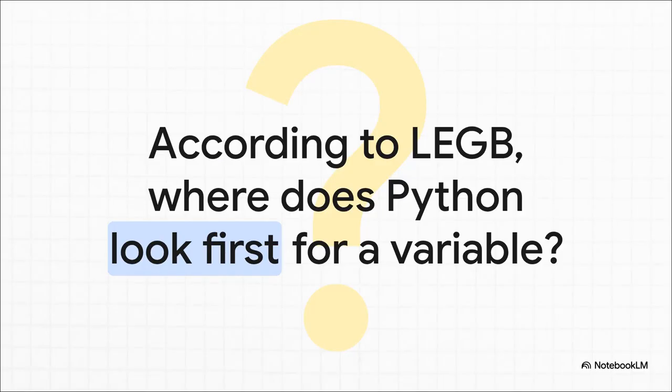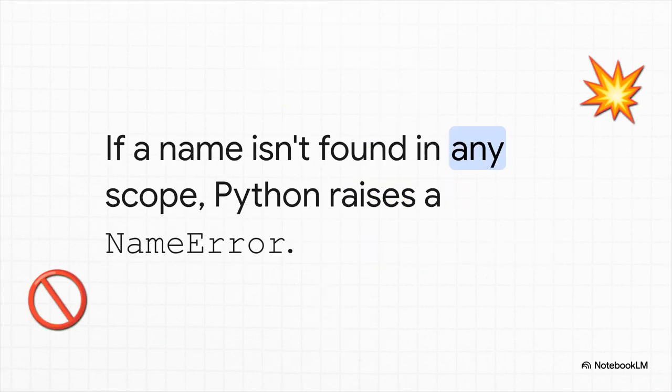So the most important thing to remember about LEGB is where that search always begins, right there in the local scope. Python always looks for a variable in its immediate vicinity before it ever considers looking somewhere else. And what happens if that search party comes up totally empty-handed? If Python goes through local, enclosing, global, and even built-in, and it still can't find the name you asked for, well, it has no choice. It gives up and raises a NameError.